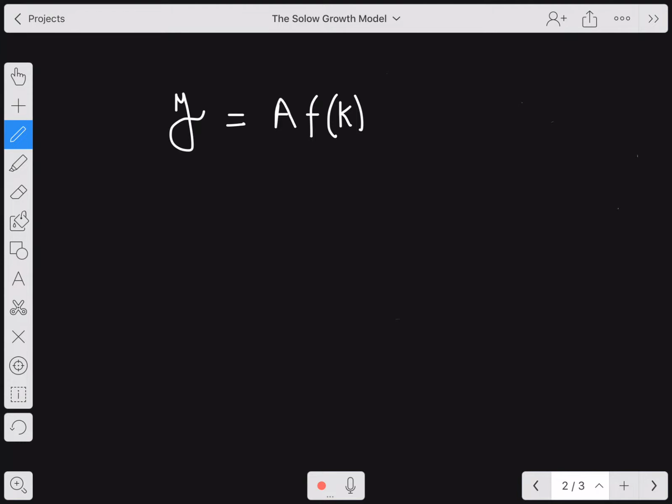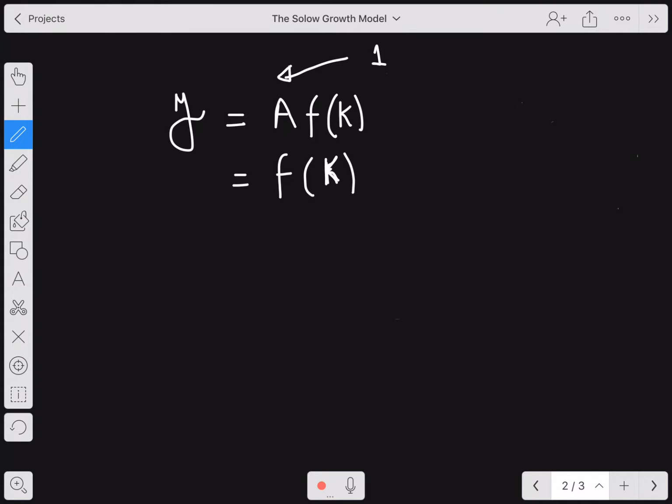For the total factor productivity, we will make the model simple at the beginning, and we assume that A is constant and equal to 1. So the simple version is basically Y is a function of the capital-labor ratio. F is F of K, a function of K, or a function of the capital-labor ratio. This is the very simple version of the model.